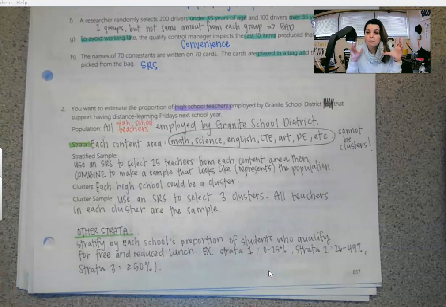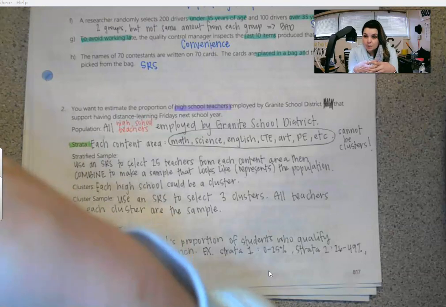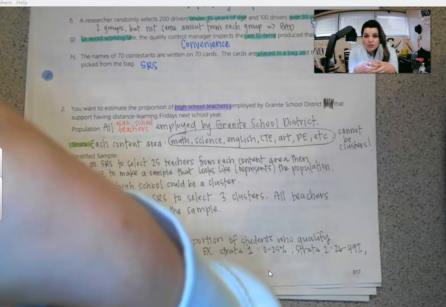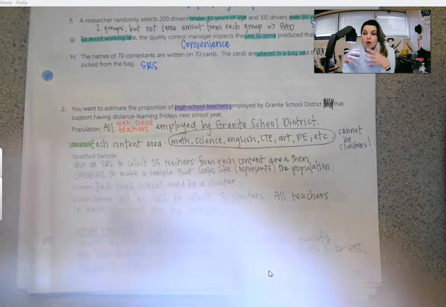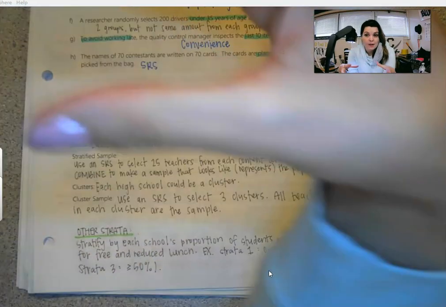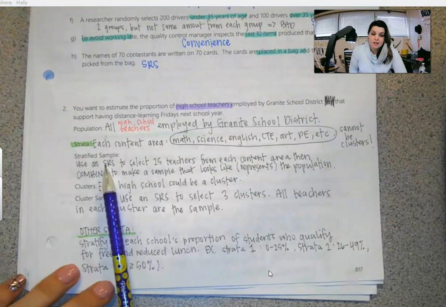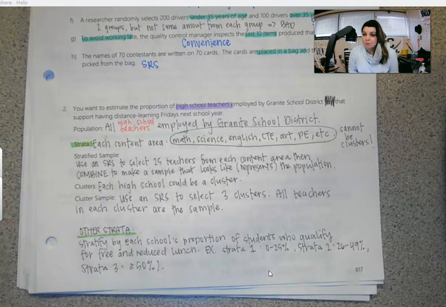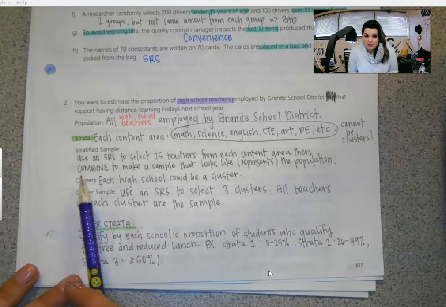So if I combine all of the math teachers in our entire district, that's probably over 100 math teachers. I would take 25 of those math teachers. I would take all of the science teachers, so combine all of the science teachers from every school. I would randomly take 25 of those, and how I would take them is an SRS. So I would select them using the HAT method, using technology, or using random digits. Then notice I have capitalized, I will combine them at the end.